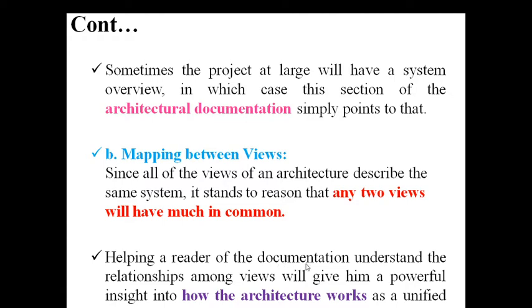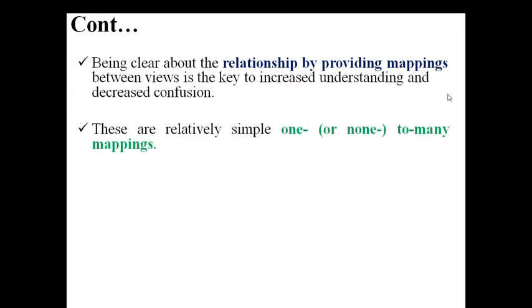So helping the reader of the documentation understand the relationship between views gives him a powerful insight into how the architecture works. Architecture means flow of data. What is the main theme of the architecture? The overall structure of your project, so that the flow of data can be conveyed by using this architecture, right? So it is going to provide the relationship by providing mappings from one view to another view.